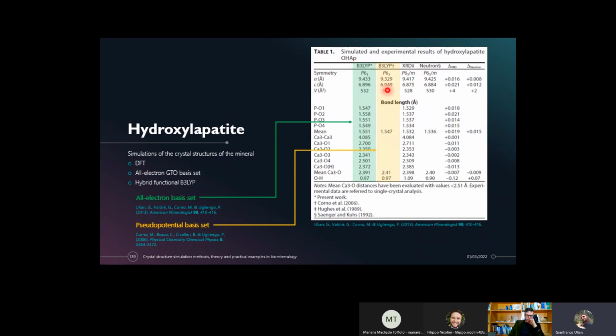You can also see the difference when using different kinds of physical models that describe my system. Here I used an all-electron basis set, which compares very nicely with the experimental results. A less nice comparison is obtained if I make some further approximation on the calcium atoms, and you can see here that the lattice parameters are different, with an increased difference in comparison with the experimental data. Okay.